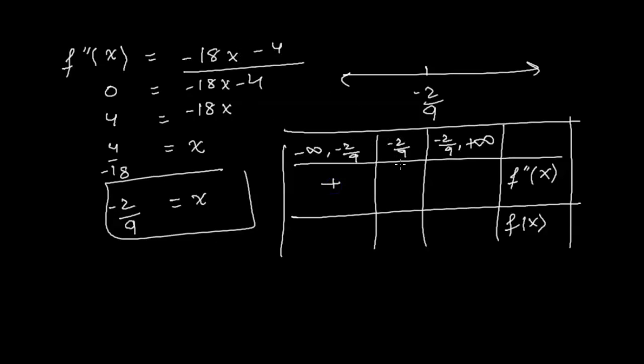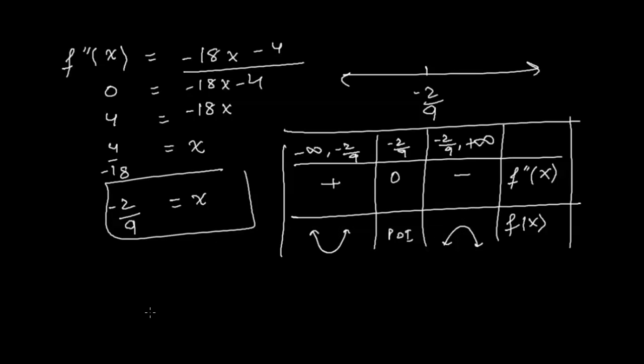Exactly at negative 2/9 we see a 0, and in the last interval we would see a negative sign, a negative value of the second derivative. So we would make a conclusion for the original function. That is, when we have a positive second derivative, the original function is concave up. Here it's concave down. And here we would see the point of inflection. That is the change point between concave up and concave down.